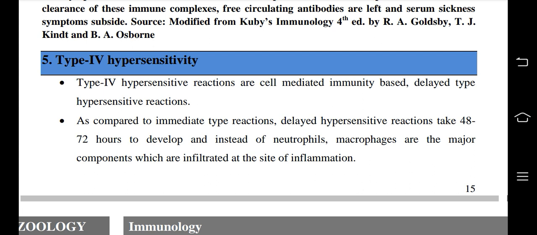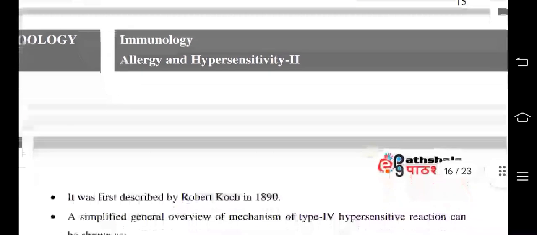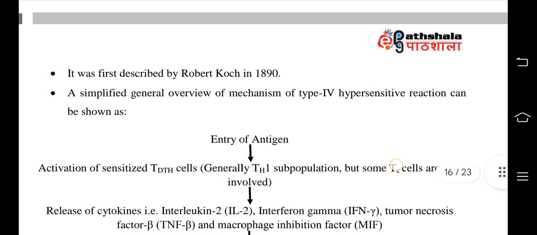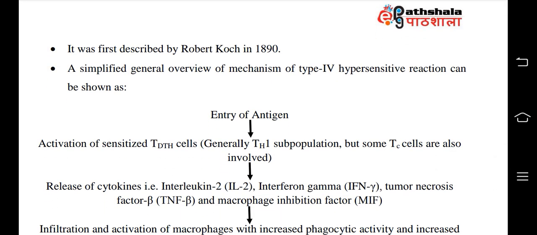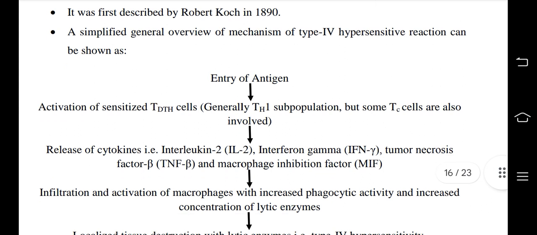Macrophages are the major components which are infiltrated at the site of inflammation. It was first described by Robert Koch in 1890. A simplified general overview of the mechanism of type 4 hypersensitive reaction can be shown as entry of antigen, activation of sensitized Th cells, generally Th1 subpopulation, but some Tc cells are also involved.